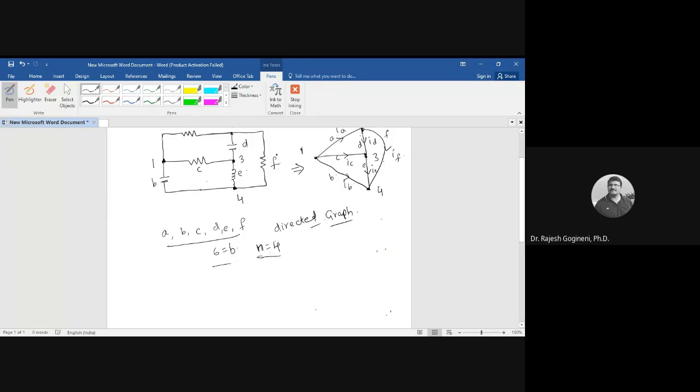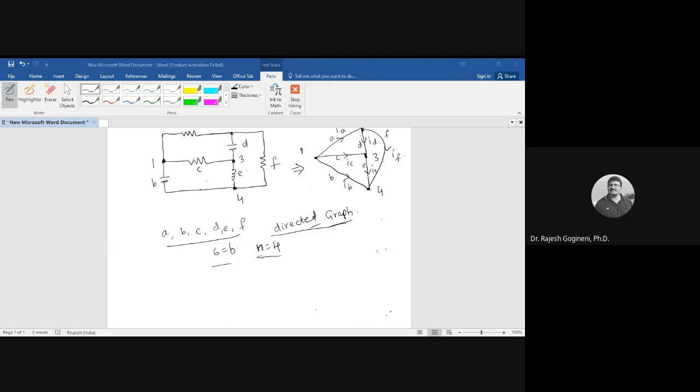So in this particular network and its corresponding graph, particularly it is called a directed graph. What is the directed graph? Directed graph means if the directions, current directions, are indicated in the graph, so it is called a directed graph. Otherwise it is undirected, right?